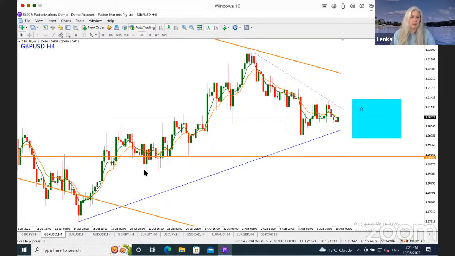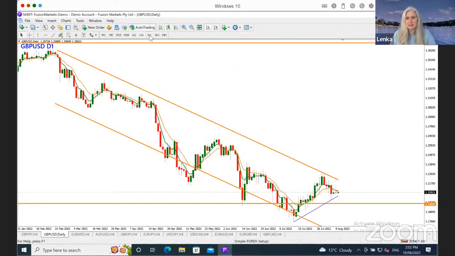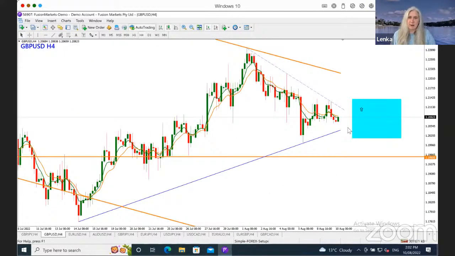We're going to start with GBPUSD. And on GBPUSD, I'm looking for a long opportunity. Looking at the daily time frame, we are at the top of the channel. And we've had price action going sideways. Sideways means indecision, so the price could go either way.